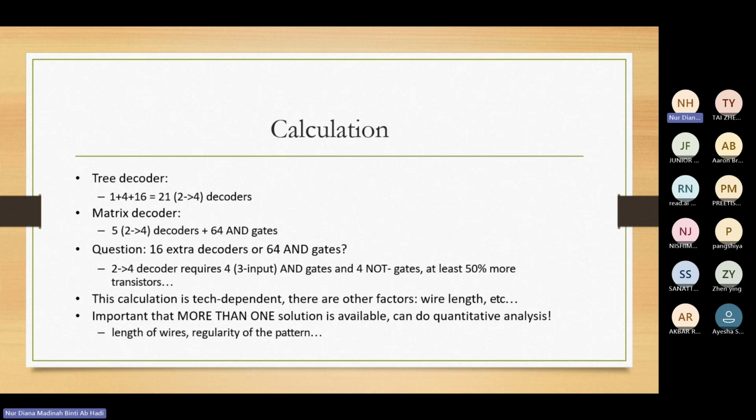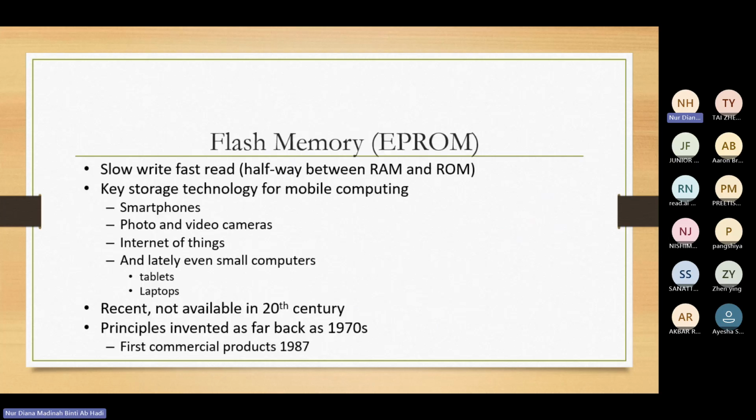But then this calculation is tech dependent. So we also need to check other factors, for example, wire length and regularity of your pattern. So there can be more than one solution available or required to be constructed. You can do the quantitative analysis by checking the length of wires, regularity of the patterns, and so on.